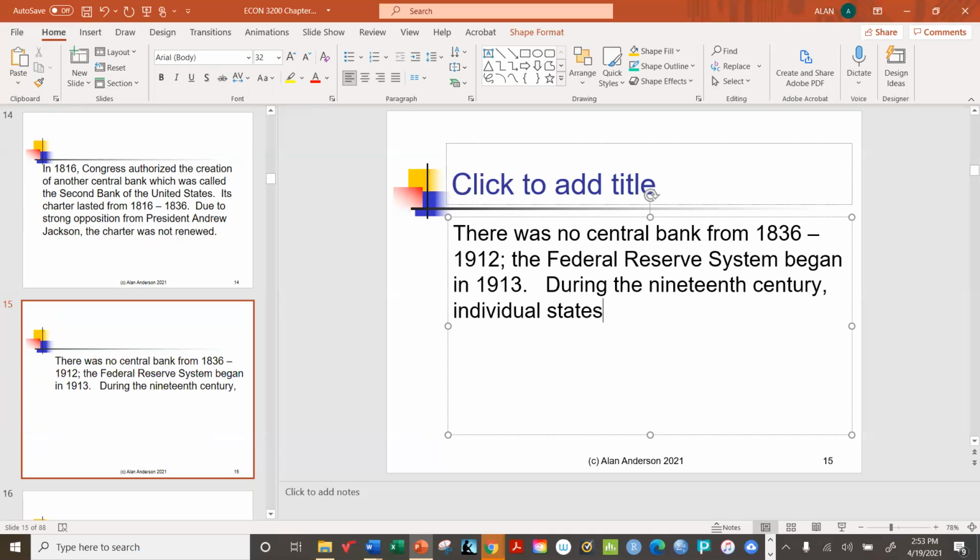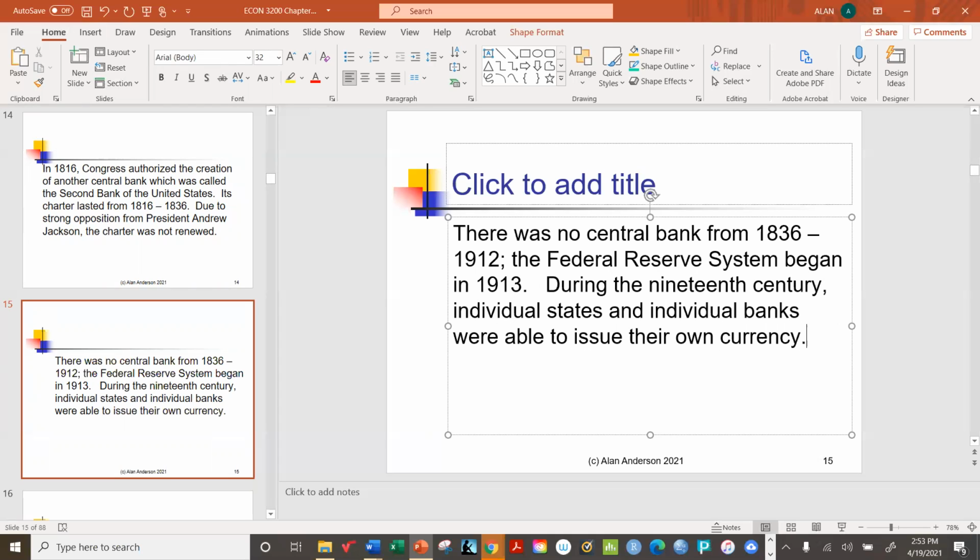And what's even more interesting is that during the 19th century, individual states and even individual banks were able to issue their own currency. So imagine yourself walking around and shopping in, let's say, 1850, and your pocket is full of dollars issued by the state of Kentucky, the state of Tennessee, the state of New York, and banks like the Bank of New York, for example, and they all circulated side by side throughout this period. And so you can imagine the economy was pretty chaotic during the last half of the 19th century.